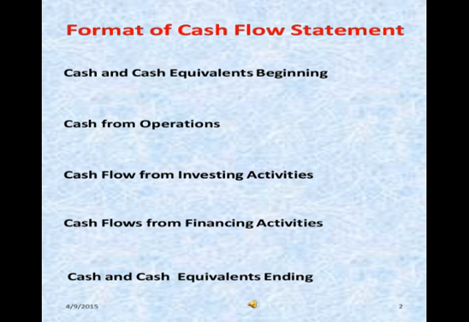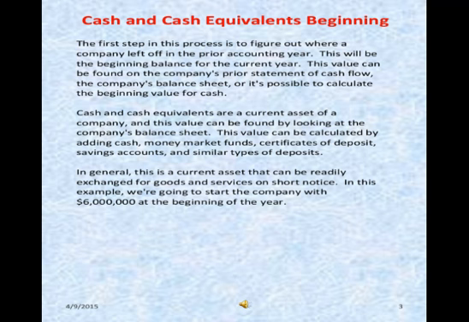Now, these items all come from both the income statement and from the balance sheet. So as we go through, we'll take a look at these a little more in depth. First step in this process is to figure out where a company left off in the prior accounting year, or month, or whatever period we're working with. This will be the beginning balance for the current year. The value can be found on the company's prior statement of the cash flow, or on the company's balance sheet, or it's possible to calculate the beginning value for cash.